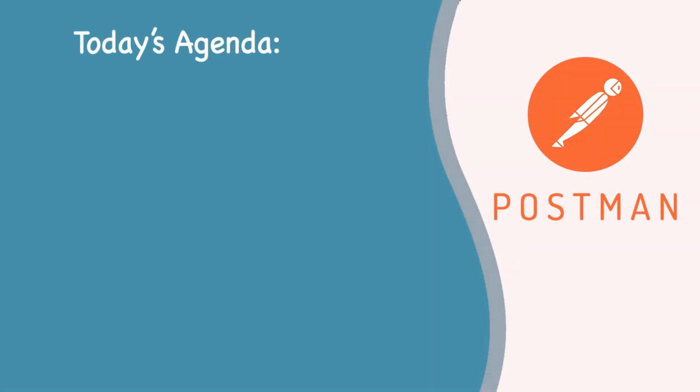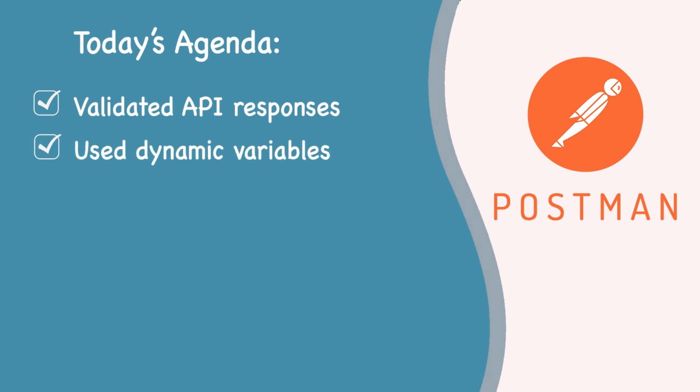Great! In this tutorial, we validated API responses by writing meaningful tests to ensure our requests return the expected results. We used dynamic variables to make our tests flexible and reusable across different requests. And finally, we automated test runs using Postman's collection runner to streamline the entire testing process. This foundation will help you build efficient, scalable, and maintainable tests for any API project.